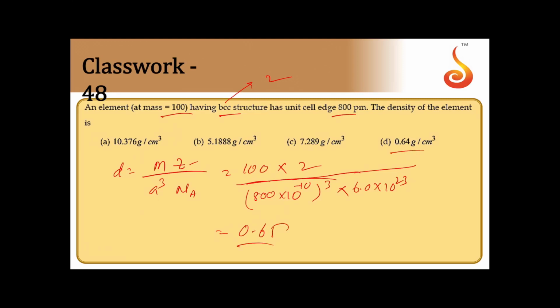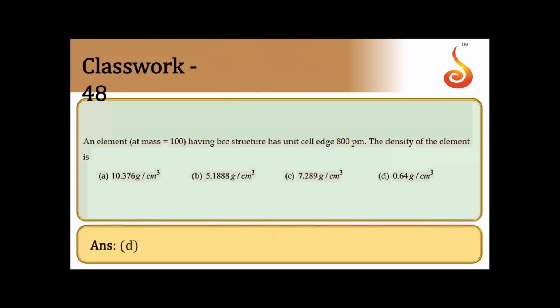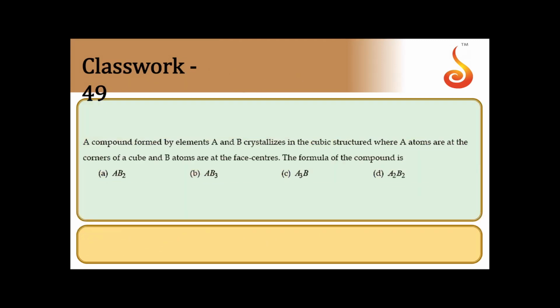Answer option D. So formula, direct substitution: MZ by a cube Na. Z is the number of atoms per unit cell. They are given as BCC, so Z is 2 there. Molar mass is given as 100. Edge length is given as 800. We have converted the appropriate units there. Then 49. So 48 is option D.